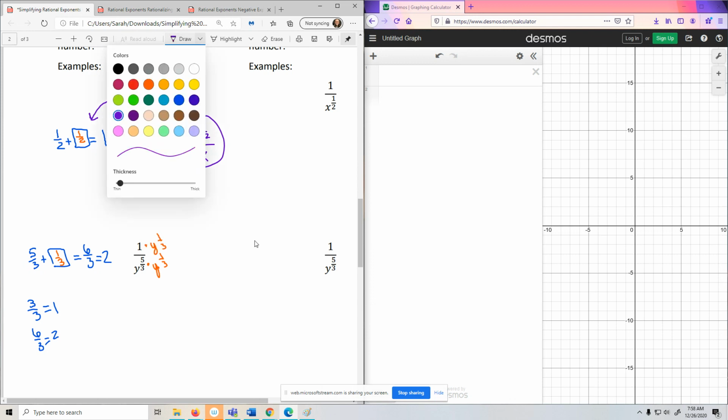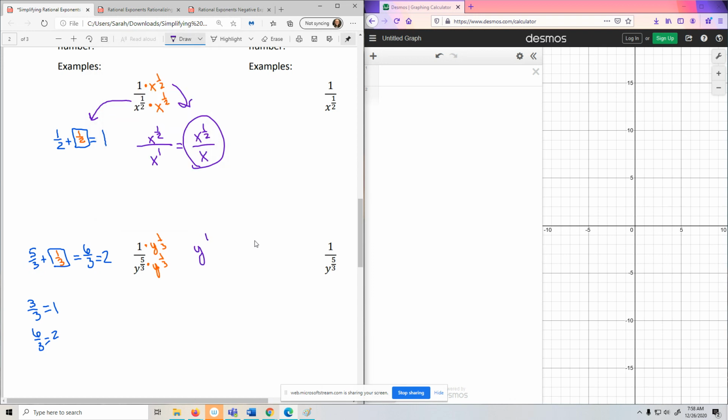Putting that all together, 1 times y to the 1/3 is y to the 1/3. Down in our denominator, we've already done the work for this. 5/3 plus 1/3 is 2, so I get y squared.